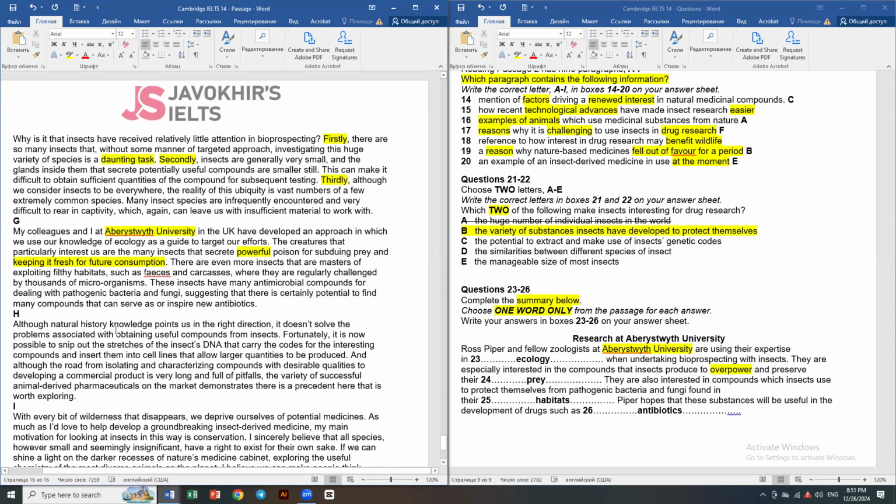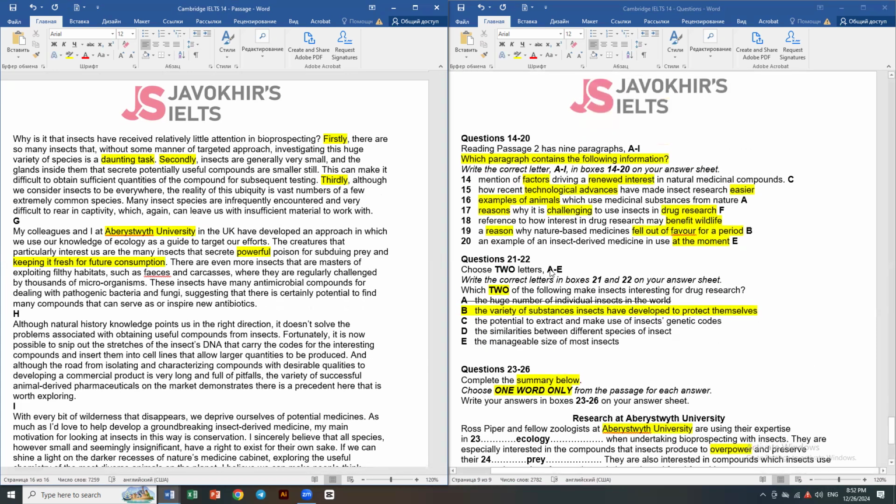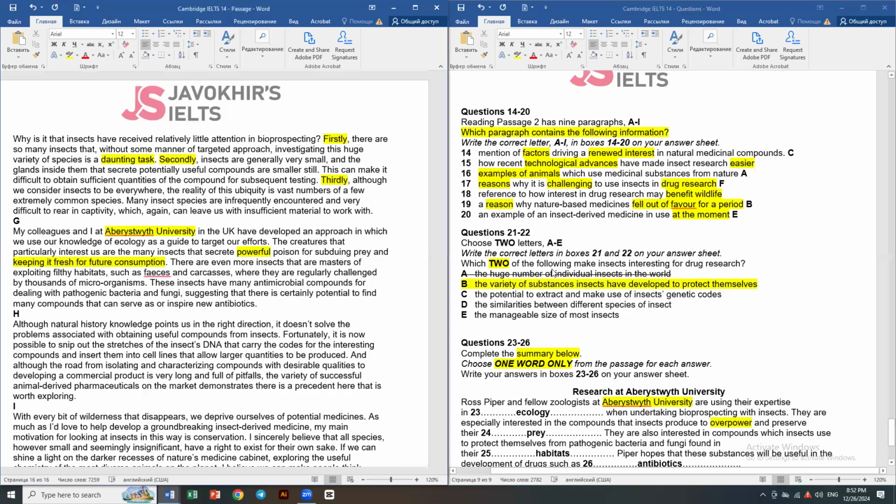Although natural history knowledge points us in the right direction, it doesn't solve the problems associated with obtaining useful compounds from insects. Fortunately, it is now possible to snip out the stretches of the insect's DNA that carry the codes for the interesting compounds and insert them into cell lines that allow large quantities to be produced. Paragraph 18. I think it's the technological one.